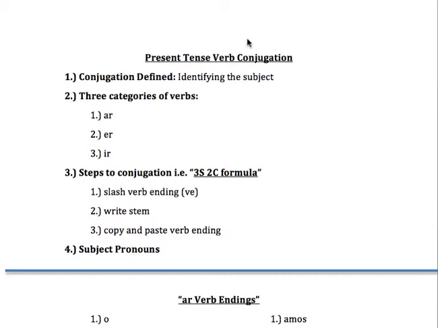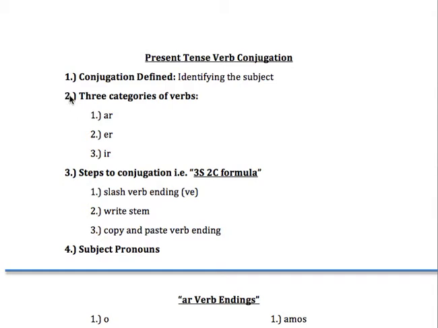About the present tense verb conjugation, and basically when we're talking about conjugation as a definition, it's basically identifying the subject. That's the main idea of conjugation, and it's essential to language because without verbs we can't communicate action, we can't communicate the emphasis of a sentence.